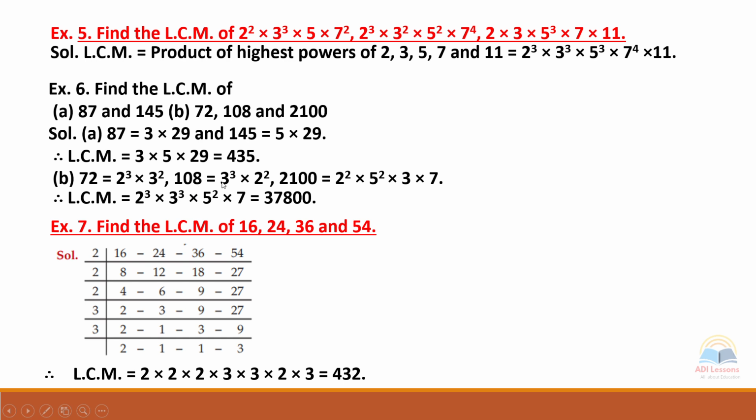72 equal to 2 cube into 3 square. 108 equal to 3 cube into 2 square. 2100 equal to 2 square into 5 square into 3 into 7. So LCM equal to 2 cube, 3 cube into 5 square into 7. That equal to 37,800. Find the LCM of 16, 24, 36 and 54. So in this way, in the short division method, LCM is found.